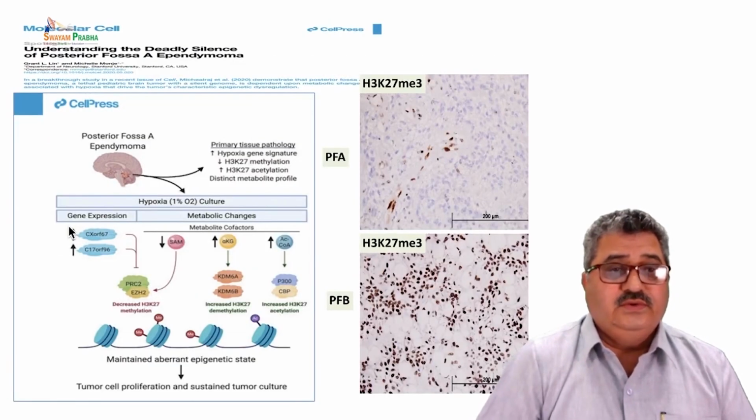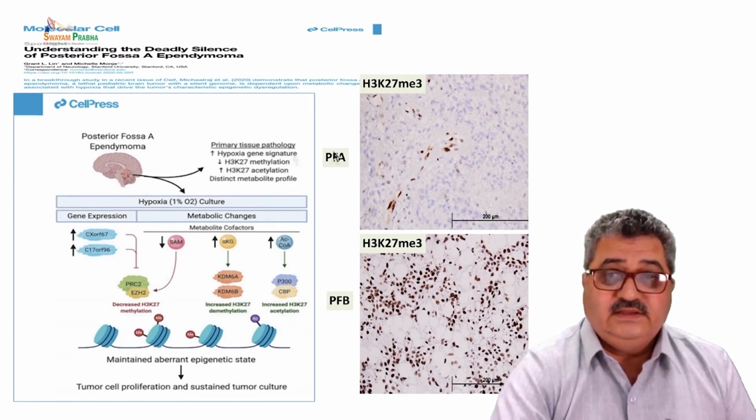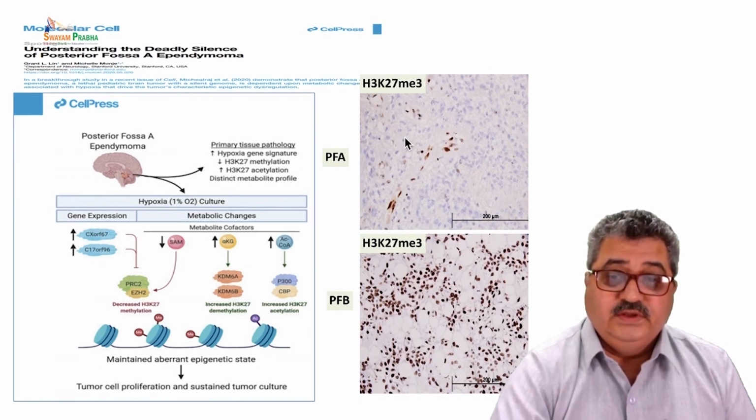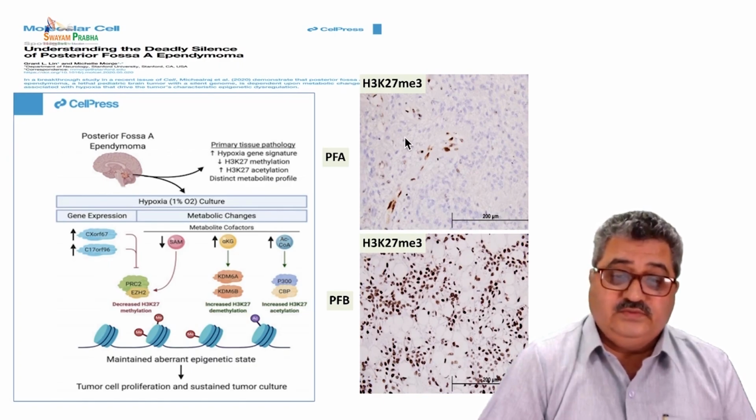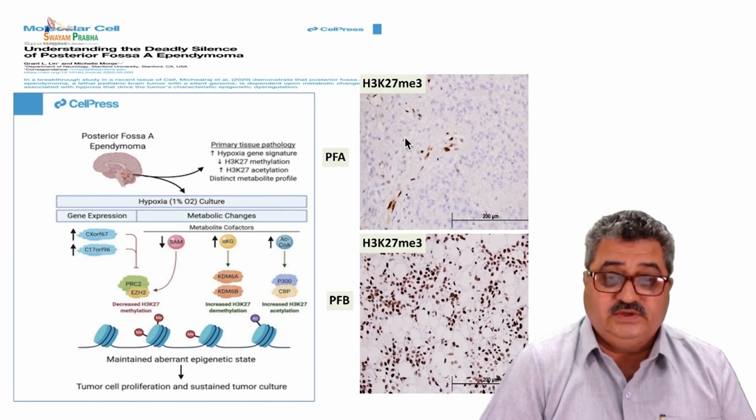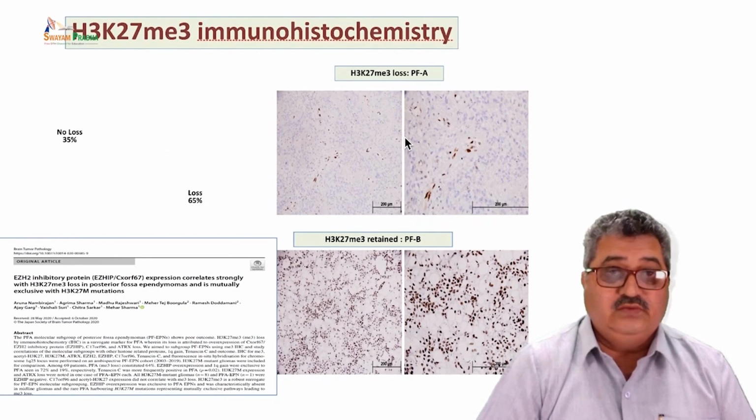Now it has been shown that these pediatric type posterior fossa ependymomas show overexpression of the hypoxia gene signature, which leads to less methylation of H3K27 and more acetylation, and that is the reason that me3 is lost. So now at the moment this antibody is available. The H3K27me3 is very important for the classification of the posterior fossa tumor into A and B, rather than doing the FISH studies for the 1q gain.